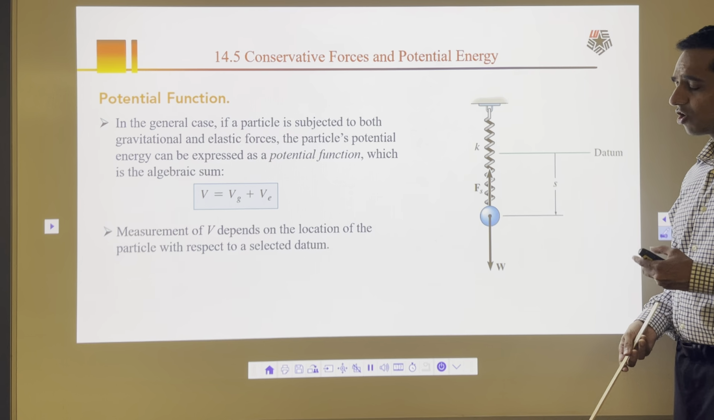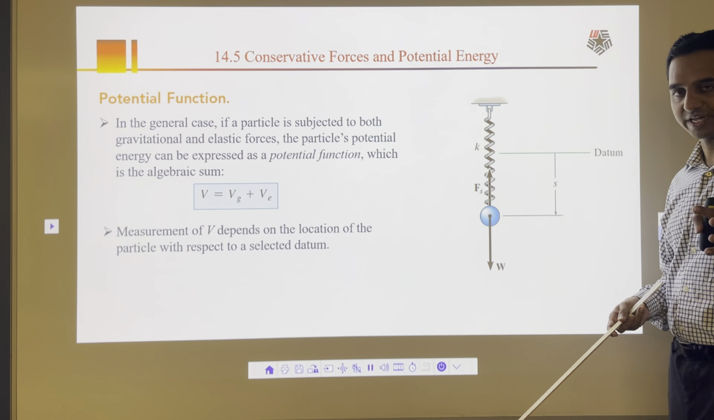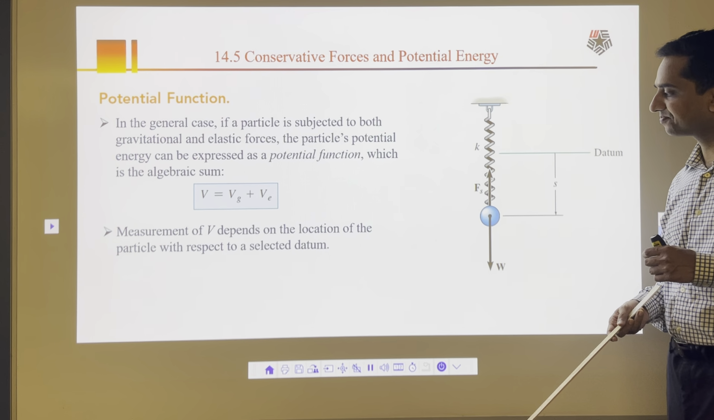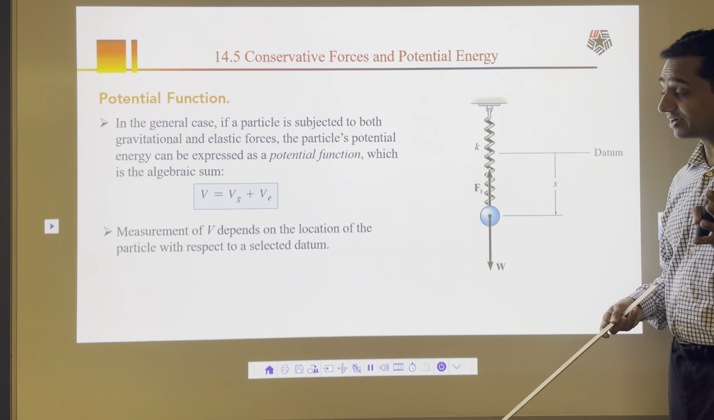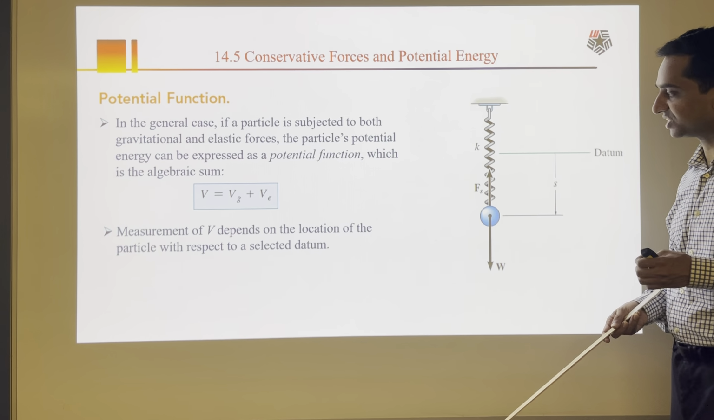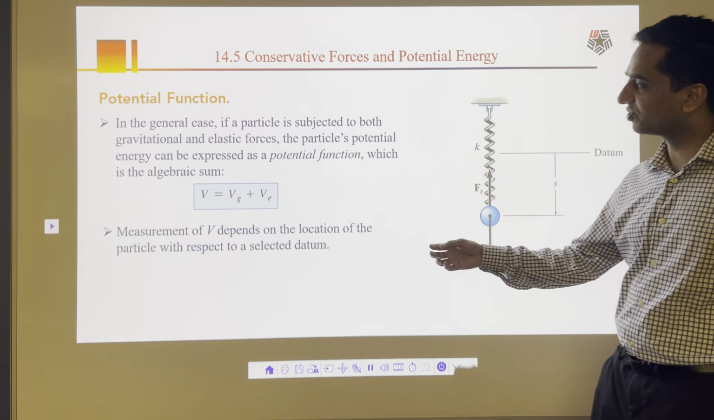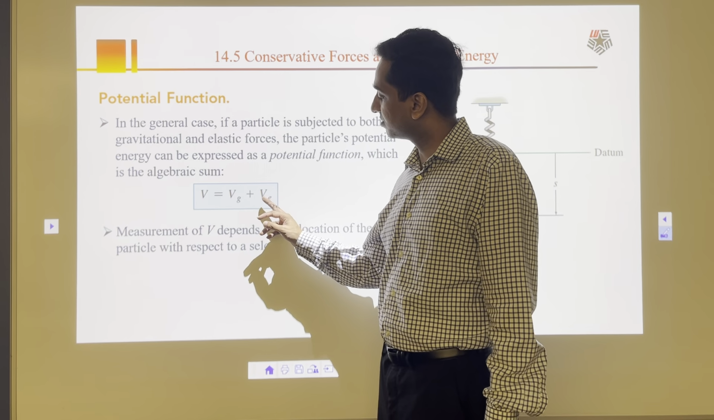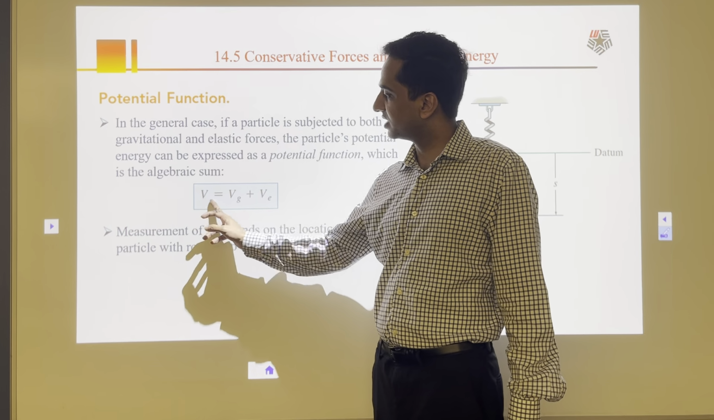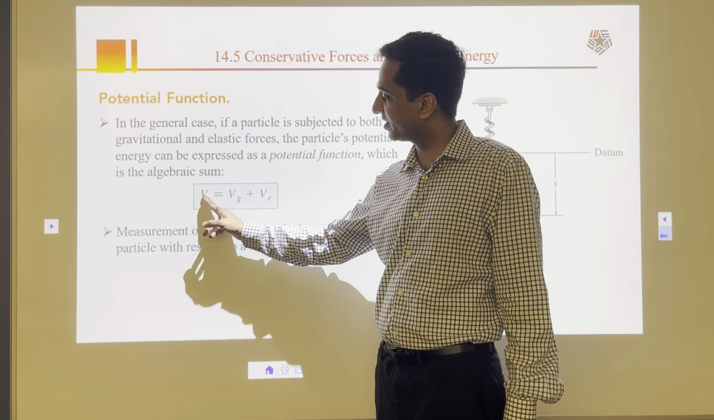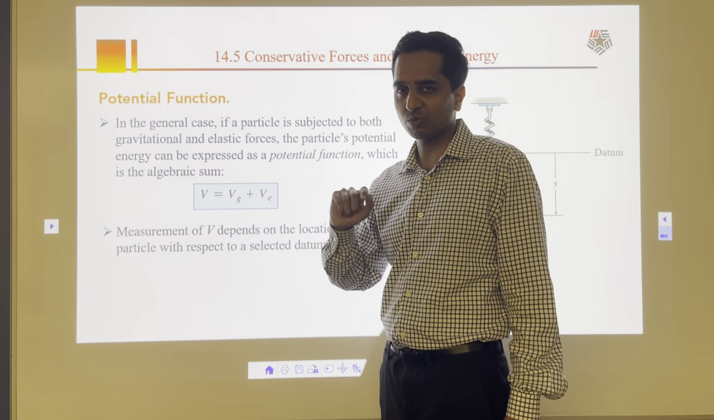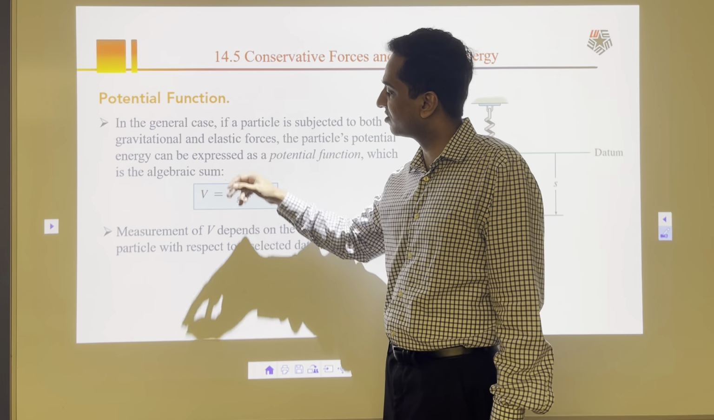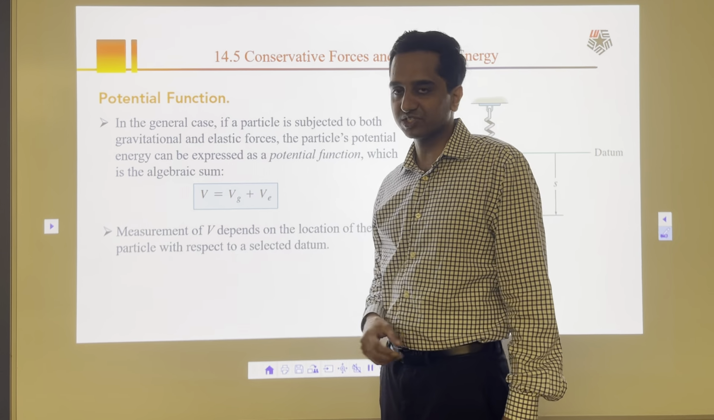You have gravitational potential energy and you have elastic potential energy. The combination of these two energies we call the potential function. That's my gravitational potential energy and elastic potential energy combined. I'm going to call it simply V, capital V. Don't get confused with small v. Small v is velocity. Capital V is my potential function.